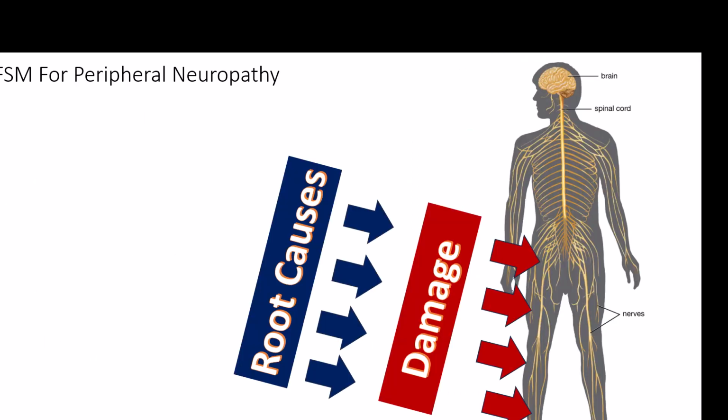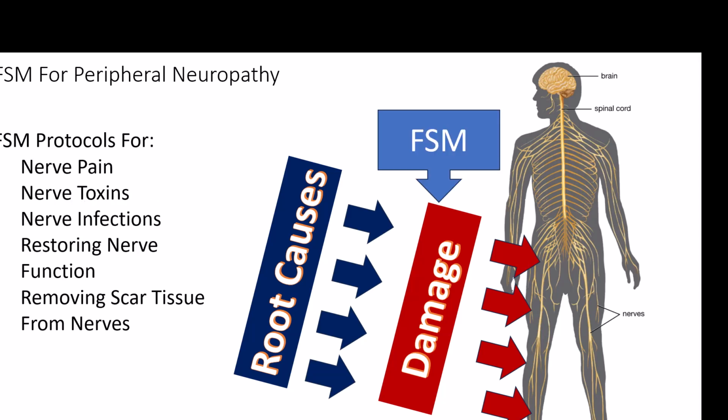Here is how I'd like you to think of treating a peripheral neuropathy with FSM. There are a number of FSM protocols that treat peripheral nerves. These include the protocols for nerve pain, for toxins in nerves, for nerve infections, for restoring nerve function, and finally for removing scar tissue from nerves.